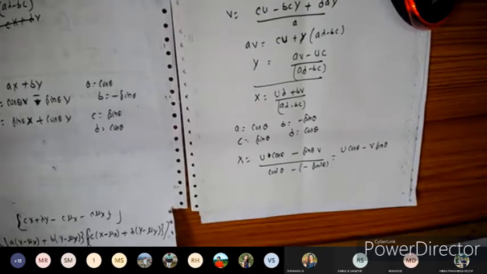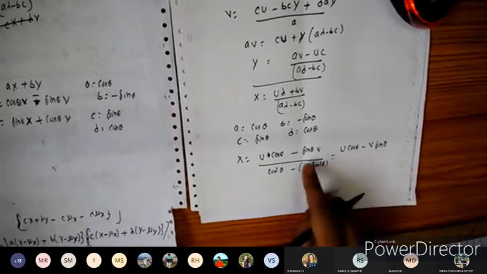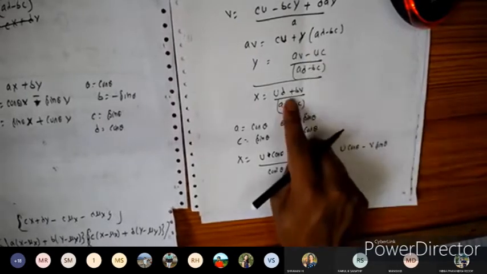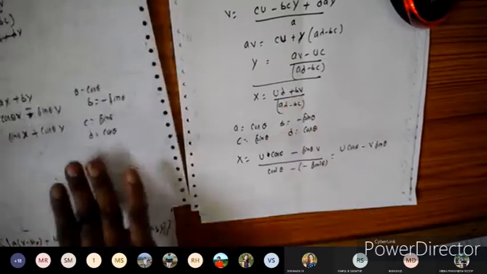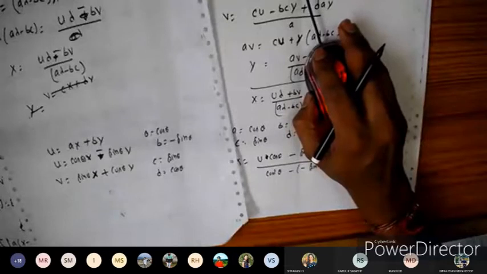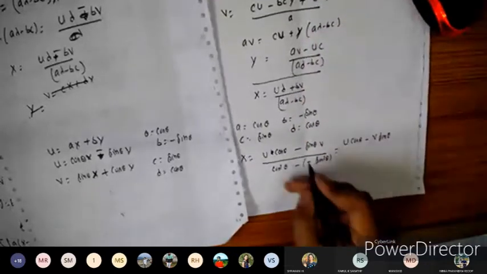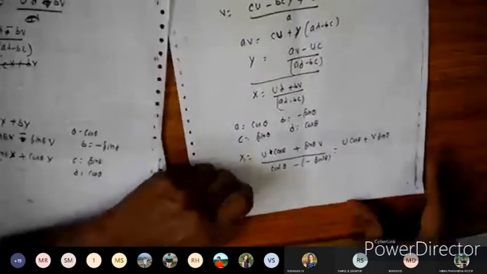X, we got this one. So u into cos theta minus v into sin theta. So this is correct now, plus b into v. Sorry, here it's minus. Minus should come here. So this minus into minus will become plus here, so this becomes u into cos theta plus v into sin theta.